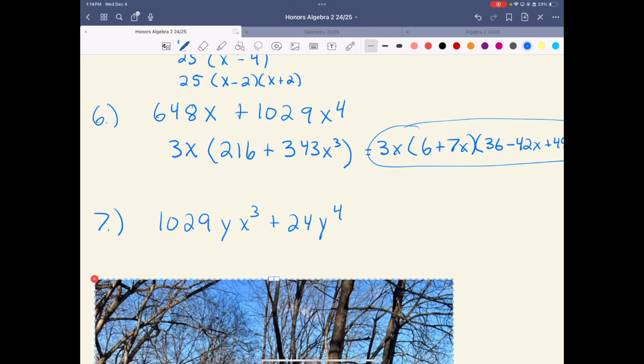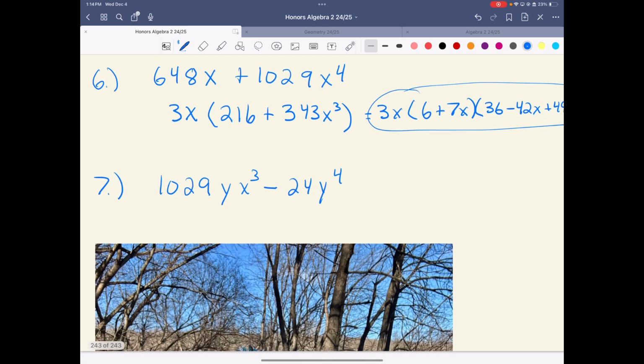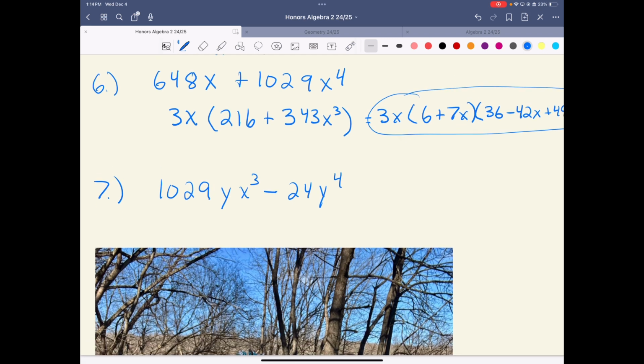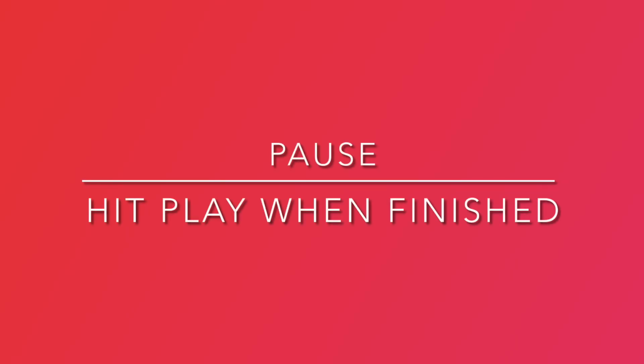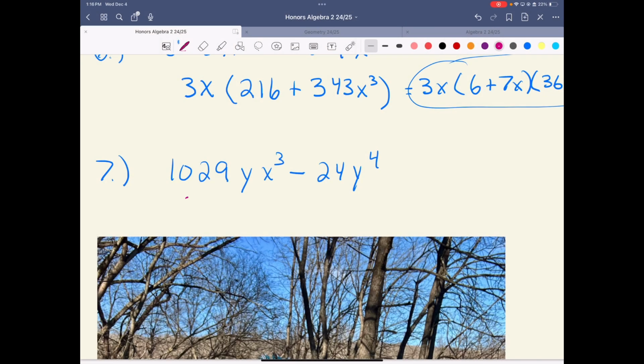All right, last one, and I'm just going to let you guys work on this one. I'm going to switch this. I'm going to make that a minus. Go ahead and factor that. GCF is 3y, I think. So that's 343x cubed minus 8y cubed.